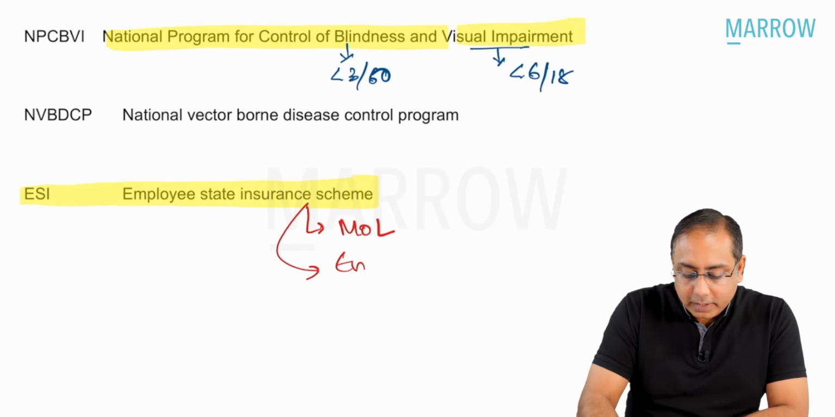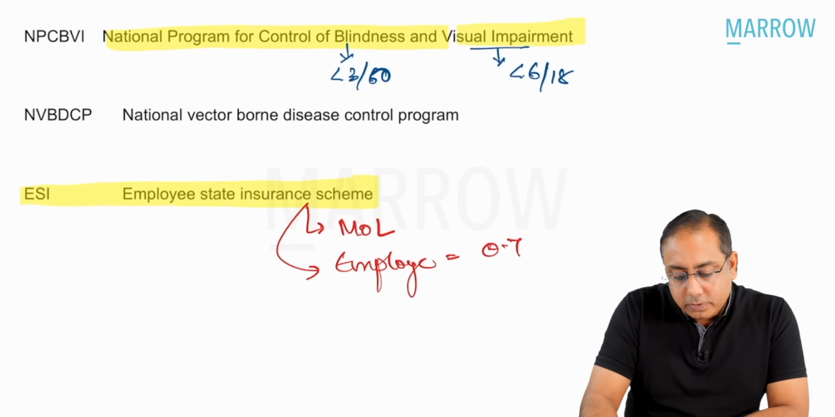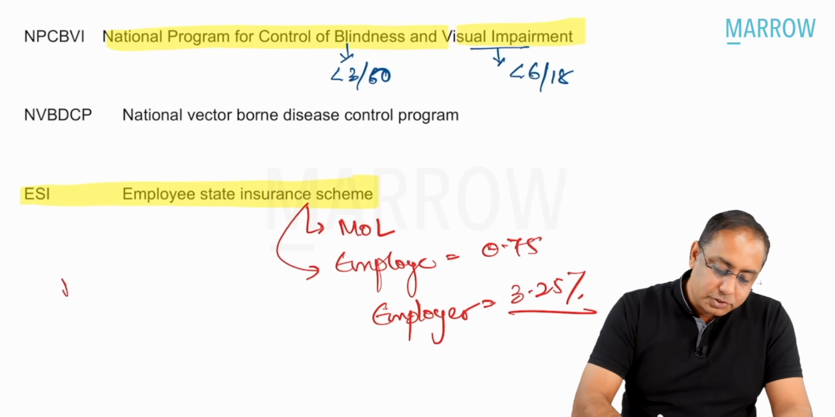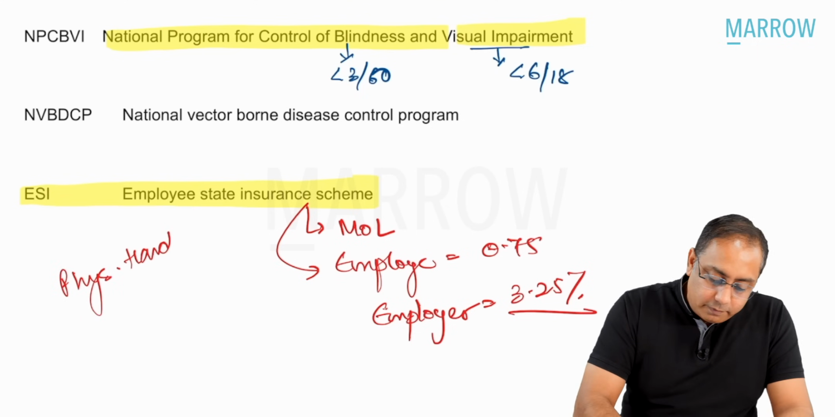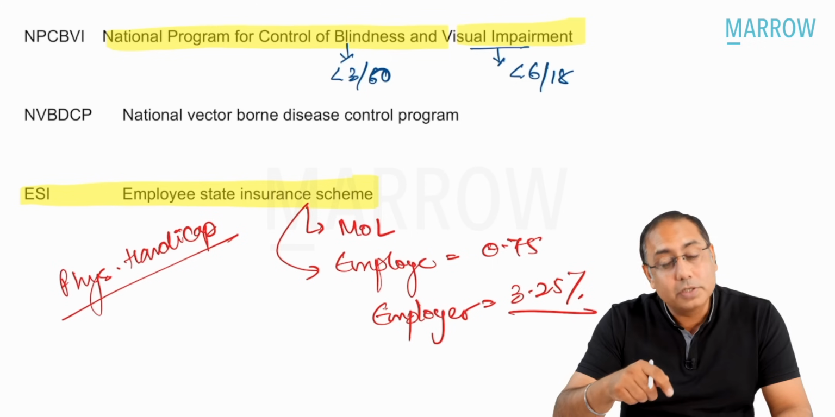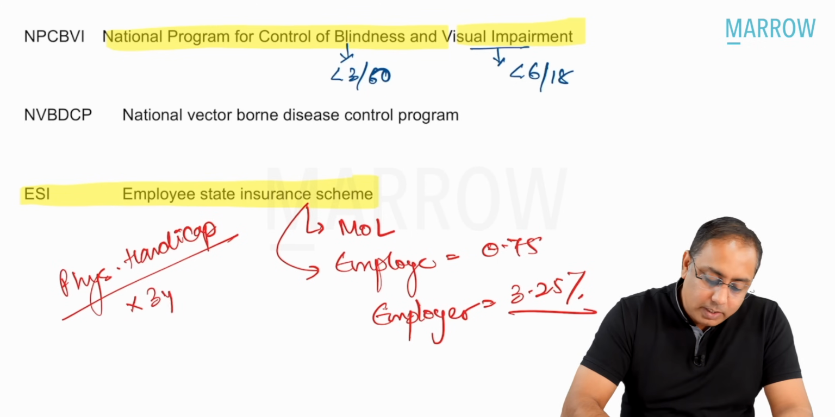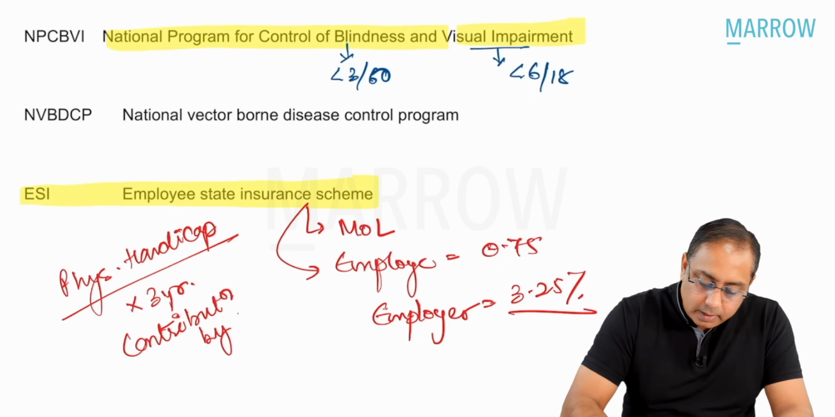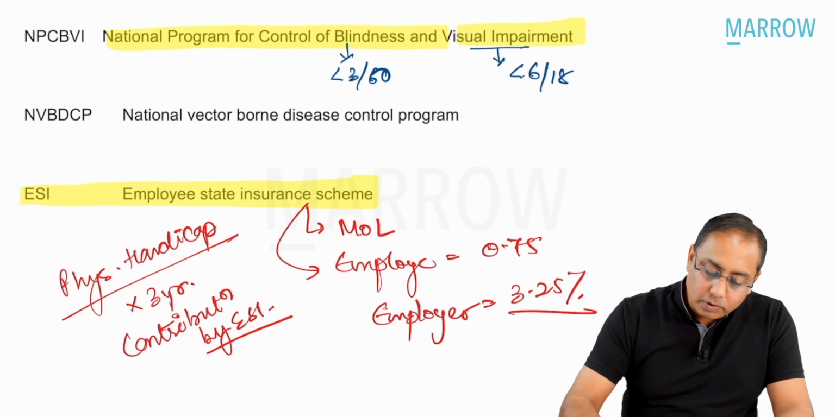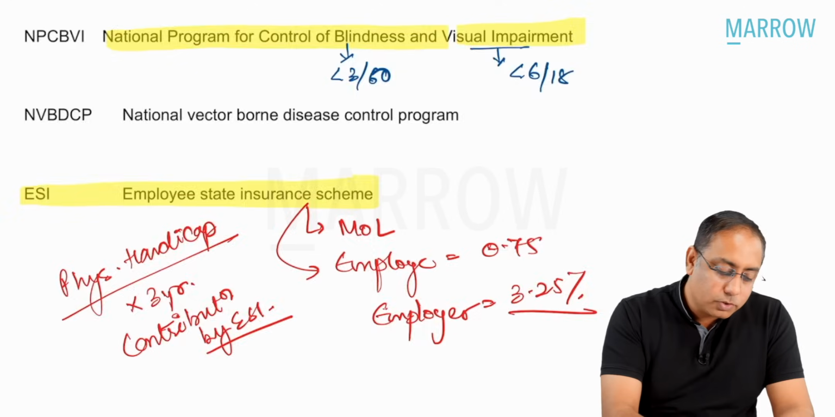How much do they contribute? The employee will contribute 0.75%, and the employer will contribute 3.25% of the wage, and they will come together and give it to the ESI corporation. In case of physical handicap, the ESI is going to take care of the contribution which the employer has to make for 3 years.